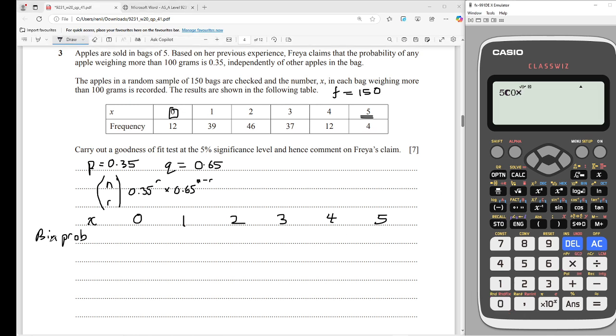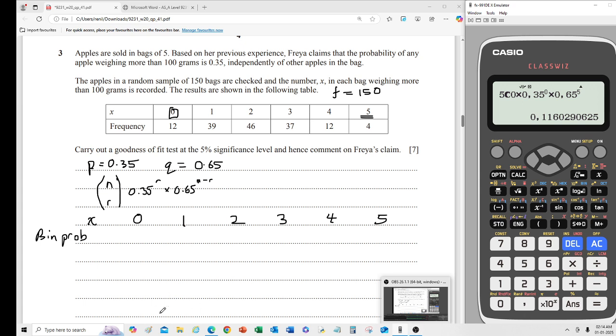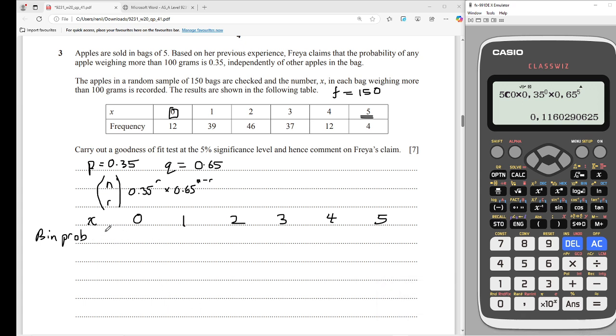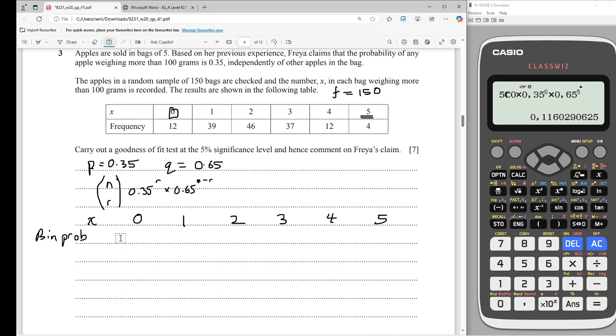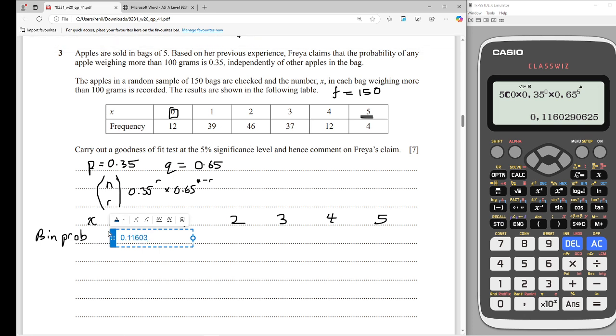Multiply this with 0.35 to the power of r, r being 0, multiplied by 0.65 to the power of n minus r, which is 5 minus 0, which is just to the power of 5. And this is equal to 0.116029, which we can represent to 5 significant figures. So let me write this in text: 0.11603. This is the binomial probability for the first one, when x equals 0.